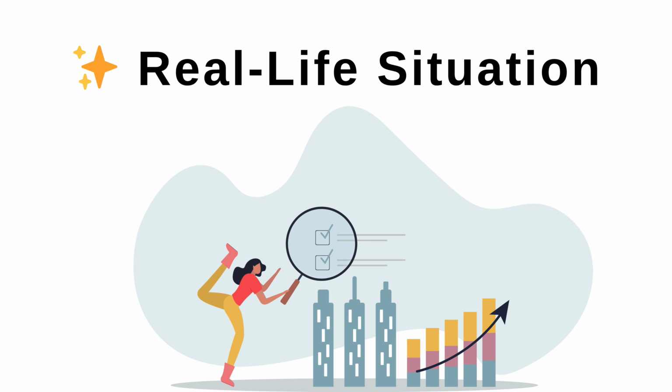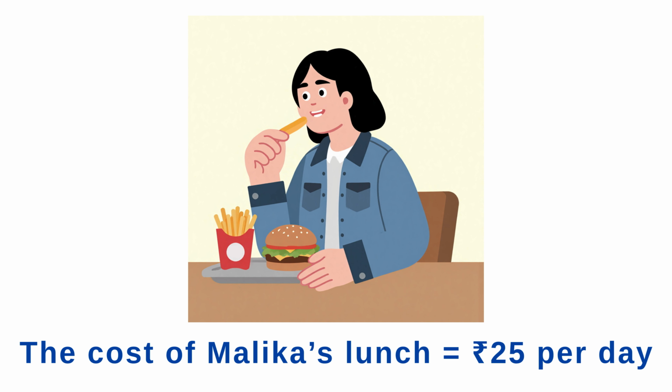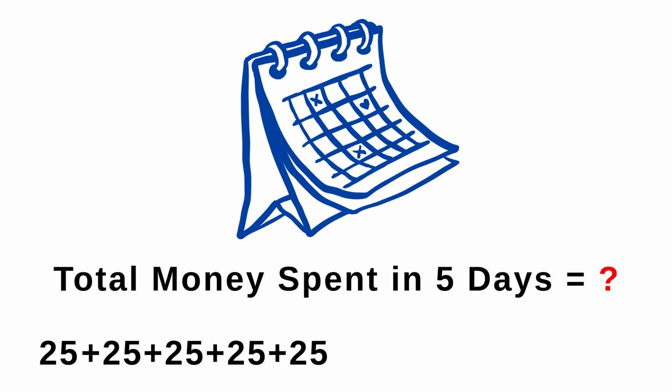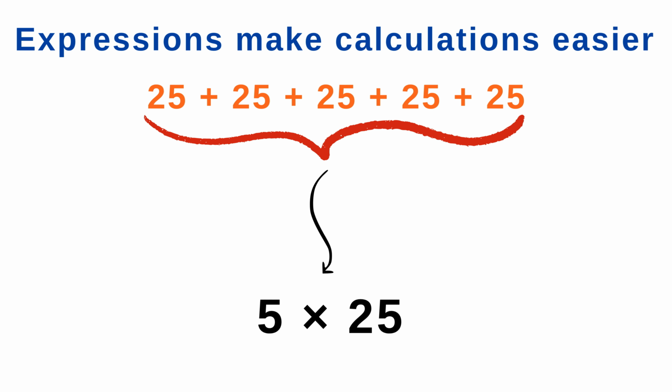Let's imagine a real-life situation. Malika spends 25 rupees every day on lunch at school. How much does she spend in 5 days? Instead of adding 25 plus 25 plus 25 plus 25 plus 25, we can write a shorter expression, 5 into 25. This expression quickly tells us the total money she spends. Expressions help us describe real-life problems in a compact way.